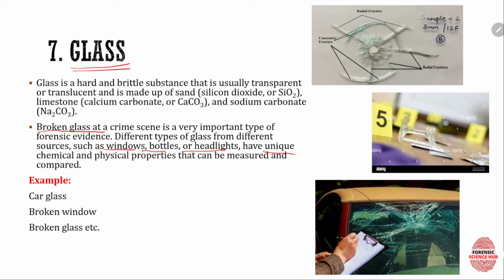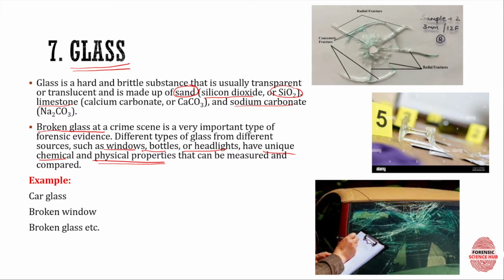They have unique chemical and physical properties because they are made up of different types of materials. For example, what is glass made up of? Glass is made up of mainly sand, silicon dioxide or SiO2. It has sodium carbonate and limestone in it. Other than that, there are various materials added to it in order to enhance or change the properties, to make it crystalline or to change its color. So the chemical and physical properties can be different in different types of glasses, and this is what we can use to compare two types of glasses to know whether they are from the same origin or not.